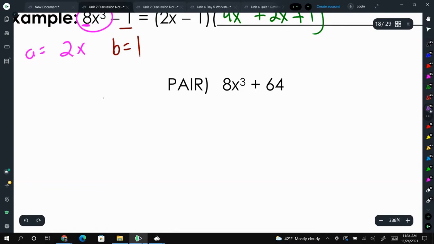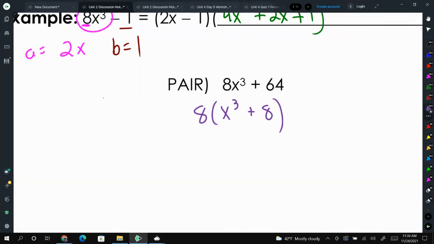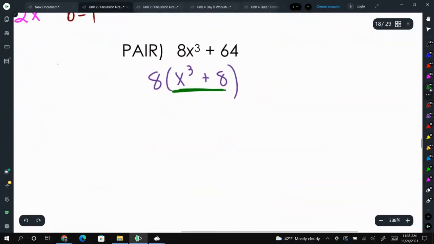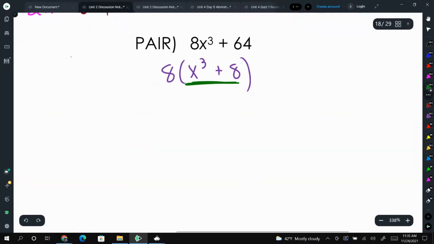The greatest common factor between 8x to the third and 64 is 8. So then it's going to be 8 times x to the third plus 8, which is a sum of cubes. Now we can factor this, x to the third plus 8, and we did that up here in this example. But factoring out that GCF made it significantly easier. So our a value is the cube root of x to the third, or x, and the cube root of 8 is 2.